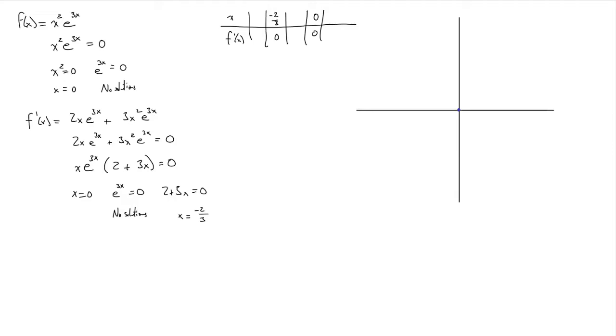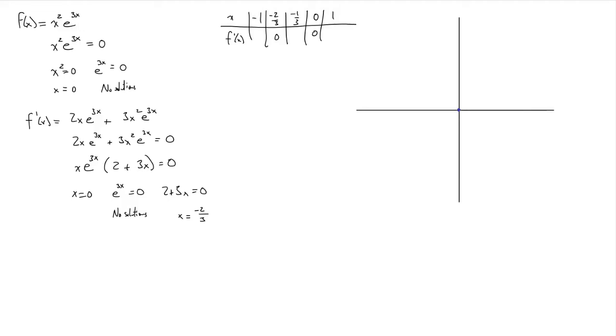And so we set up our chart of x values and values of the derivative. We put in our critical points at negative 2/3 and 0. The derivative is 0 at both of those points. And then we need a point to the left of negative 2/3, a point between negative 2/3 and 0, and a point to the right of 0.